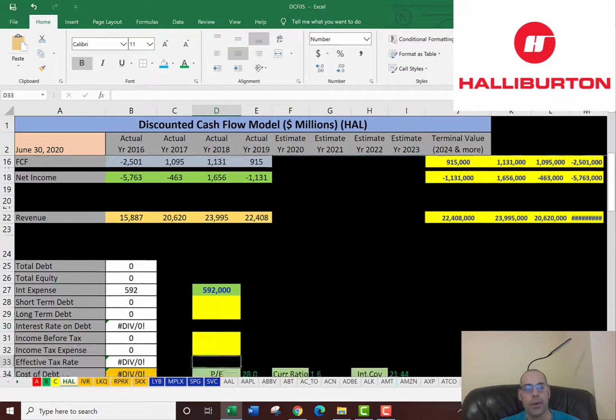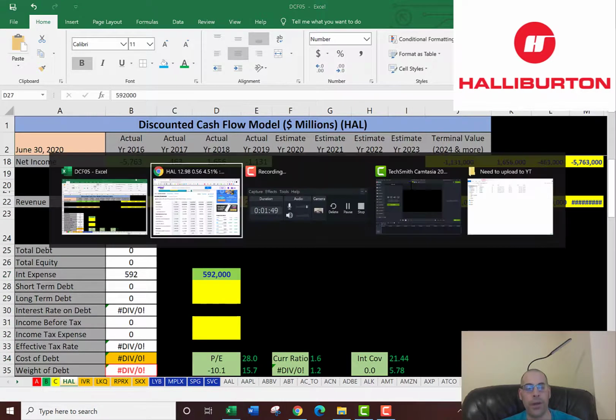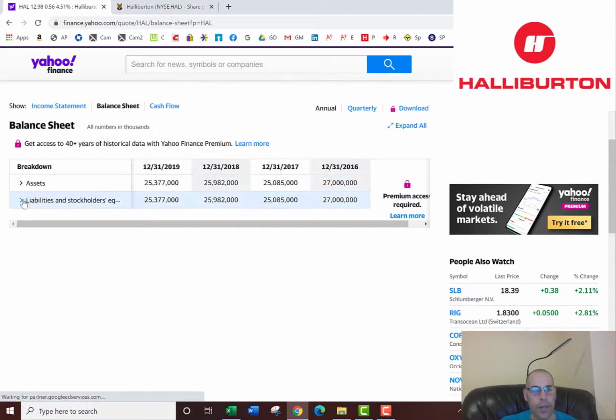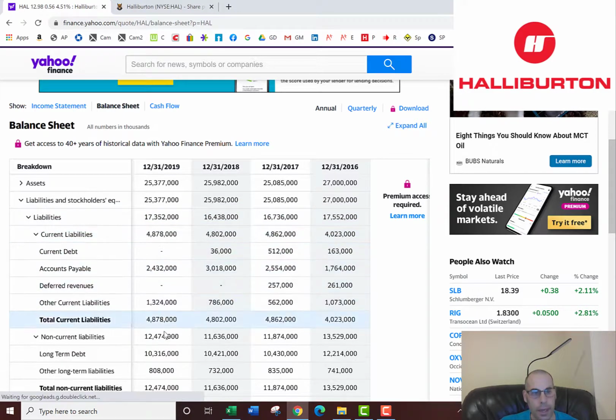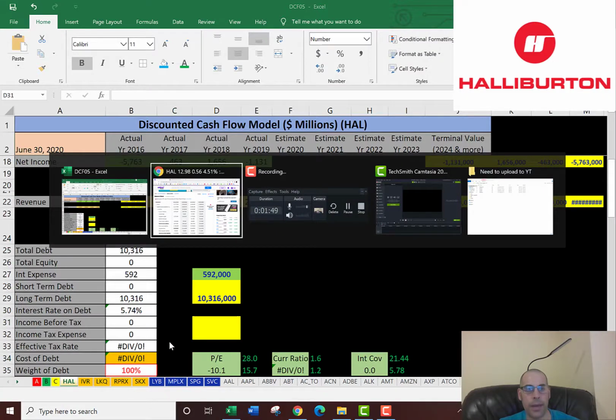Let's get their capital structure so we know what to discount their future cash flows by. So they pay $592 million in interest on their debt. And let's see how much debt they have. We go to the balance sheet for that. We'll go to the liability section. And long-term debt is $10.3 billion. So that's debt due after 1 year. And they pay 5.7% interest on their debt.